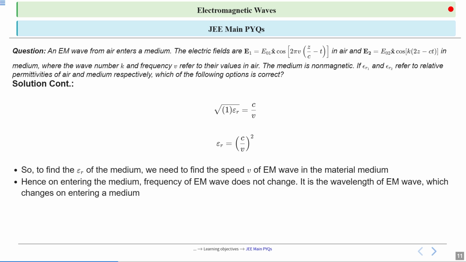It is the wavelength of the EM wave which changes on entering a medium, and due to the change in wavelength, the velocity also changes according to the relation c equal to nu lambda. So lambda and velocity will change by the same ratio, so that the frequency will remain the same.